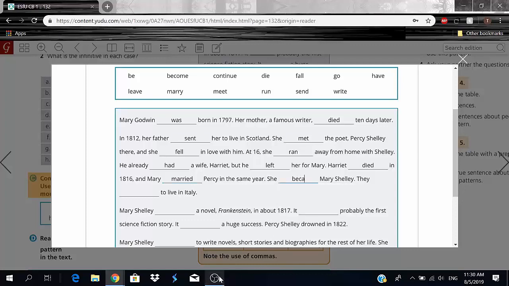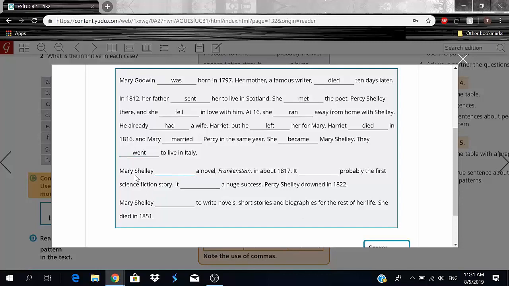She became Mary Shelley. That's what happens, by the way, when you get married. You inherit the last name of your husband. Don't get married. I'm just kidding. Okay? They went to live in Italy. What a cute story. So, Mary Shelley wrote a novel, Frankenstein, in about 1817, or Frankenstein, pronounced, both are correct, by the way. Don't mock me on it. It was probably the first science fiction story. Wow, you learn something new every day. I did not know that. It was a huge success. Percy Shelley drowned in 1822.